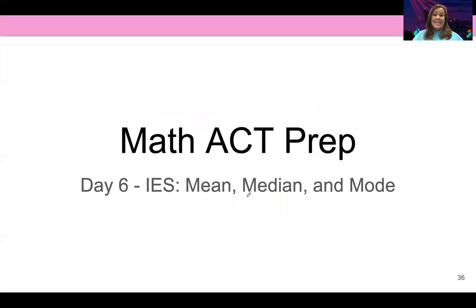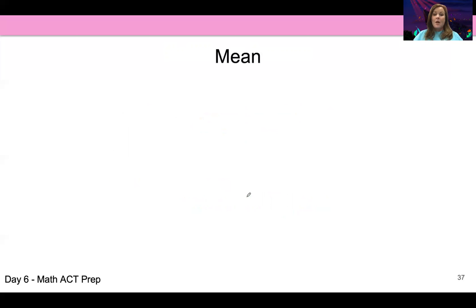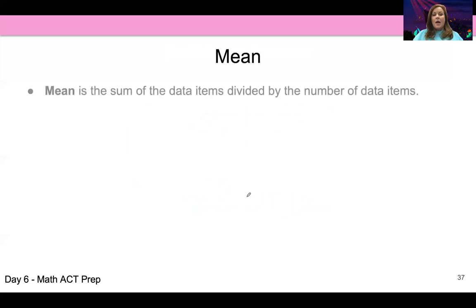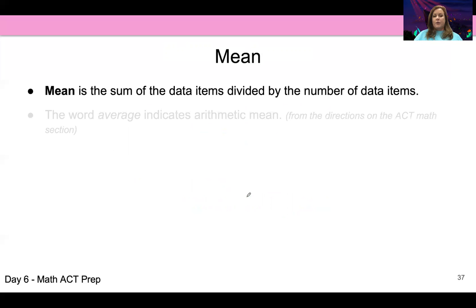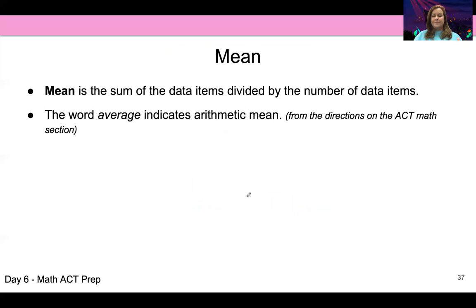Okay, so today starts our first lesson on mean, median, and mode. Remember, you should be following along in your book and filling out those blanks in your workbook. So what is mean? Mean is the sum of the data items divided by the number of data items. It's also the average, okay? We also call it the average mean, or the average.